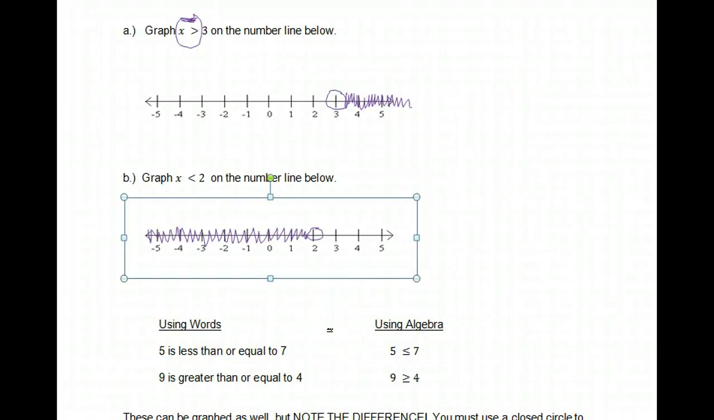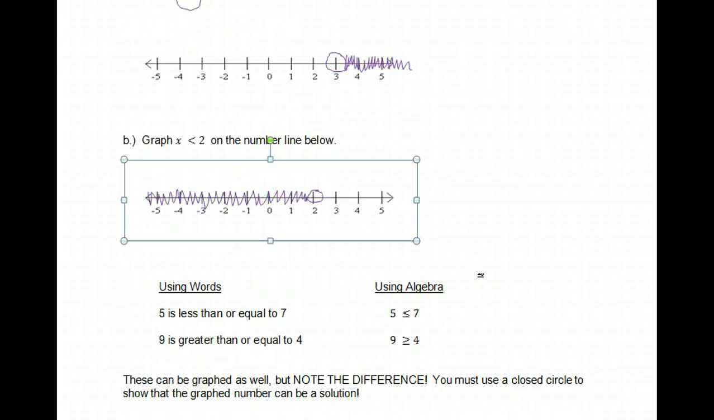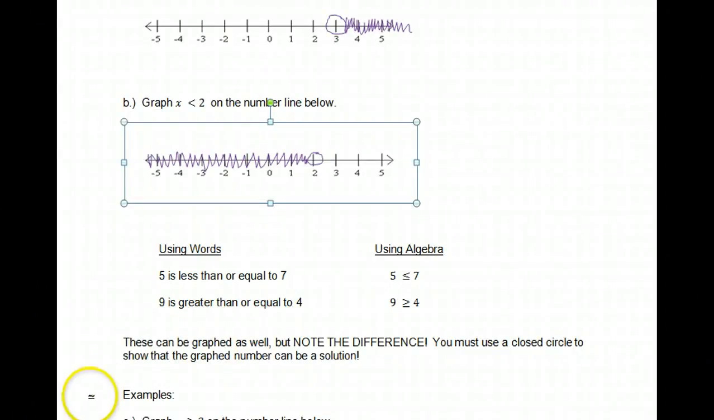And that's all we have to do for the graphing of our inequalities. We're going to put an open circle and we're either shading to the right if it's greater than or to the left if it's less than. What we're going to look at now is the introduction of is less than or equal to or is greater than or equal to.